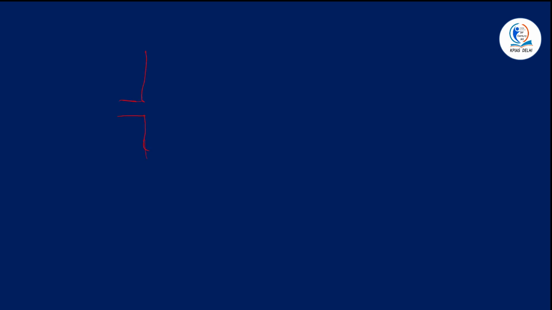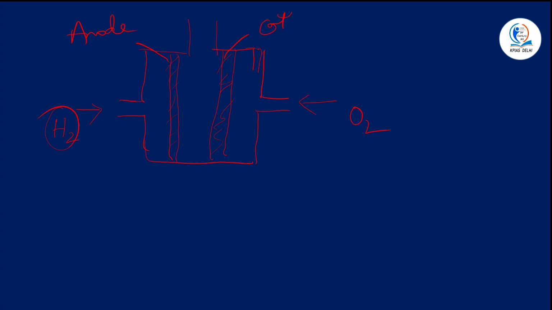Let us consider a small tunnel, a fuel cell. Here the fuel input that we are taking is hydrogen, and it reacts with oxygen, which is freely available in the air. This fuel cell consists of electrodes which separate these two chambers. One is called the anode and the other is called the cathode.